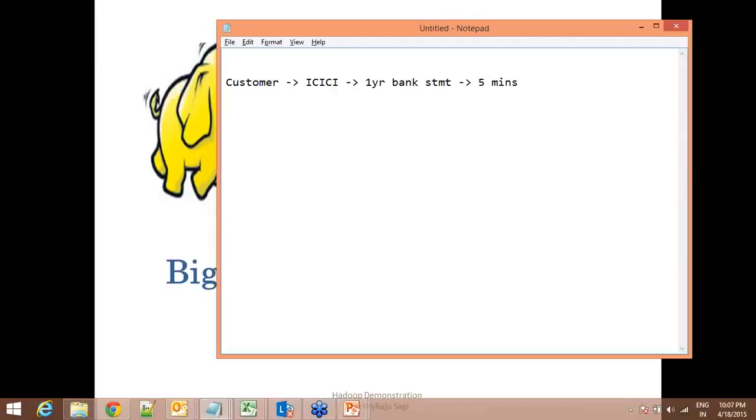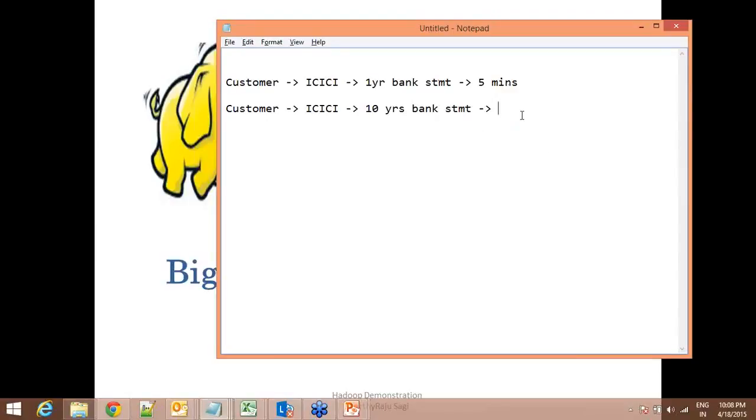Now assume the second scenario. The same customer went to ICICI Bank, but now he requested a 10 years bank statement, maybe 15 or 20 years, for some financial purpose. But this time the representative will say, sir, you are requesting historical transactional data. 10 years of statement is historical transactional data, which I cannot provide you immediately.